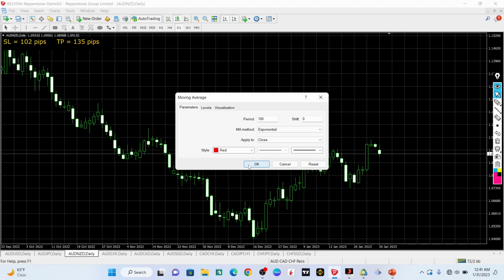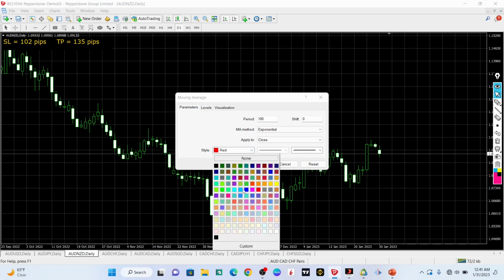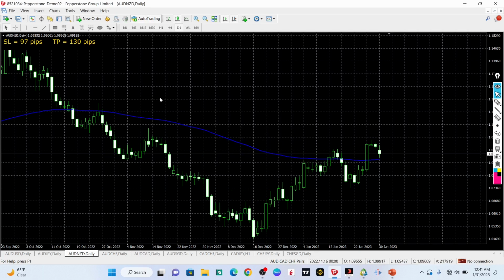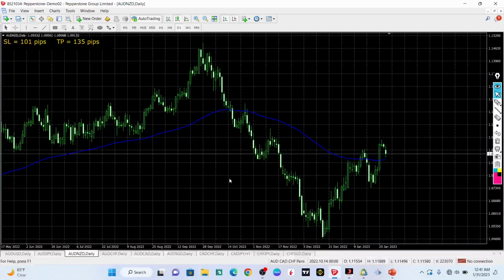Okay, so let me change the color to blue maybe, then click OK. So I zoom out a little bit. You can see that this is a baseline, and we say that every time the price crosses above the baseline, this is a buy signal, and when the price crosses below the baseline, that is a sell signal. So the purpose of the primary indicator is to confirm the signal provided by the baseline.